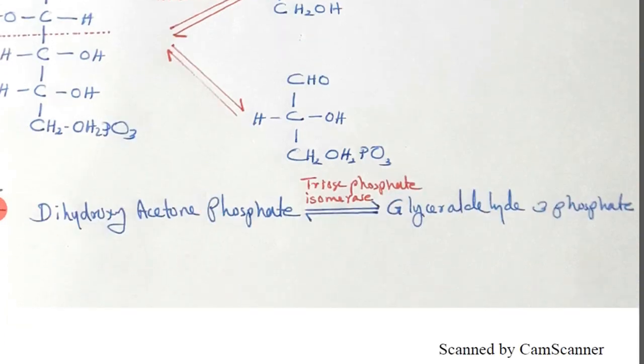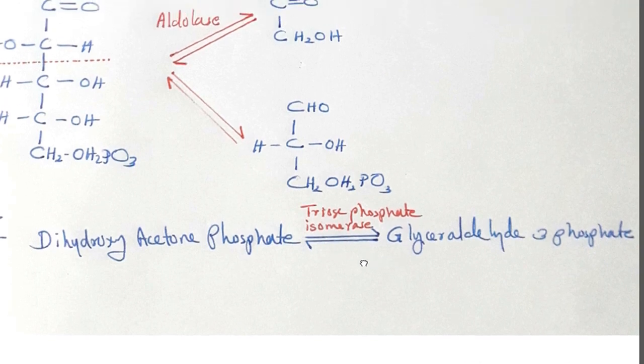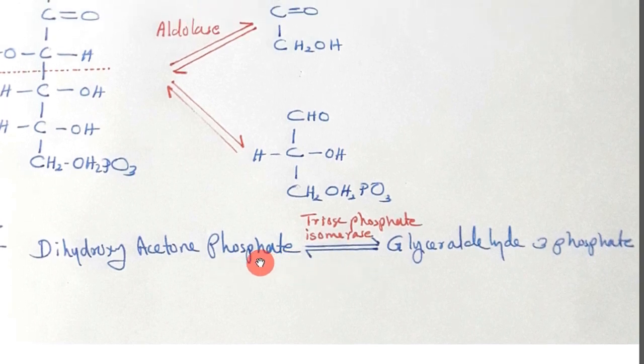Then the fifth step is that dihydroxyacetone phosphate is again isomerized into glyceraldehyde 3-phosphate by an enzyme, namely triose phosphate isomerase. So it is also a simple aldo-keto isomerization reaction. Here the dihydroxyacetone phosphate, a keto sugar, is isomerized into glyceraldehyde 3-phosphate, an aldose sugar, by the isomerase enzyme triose phosphate isomerase.